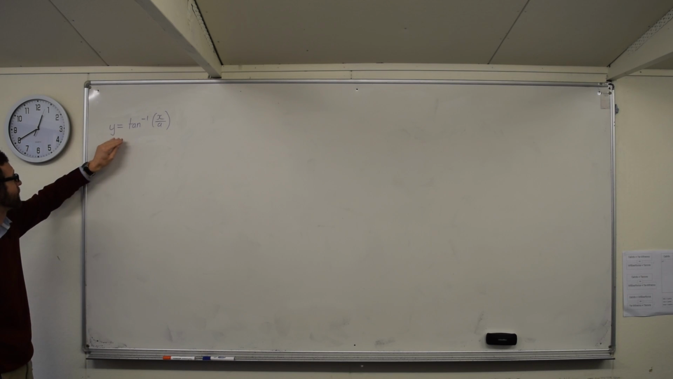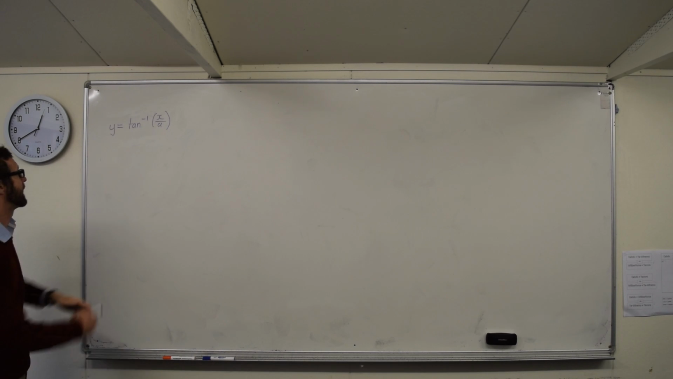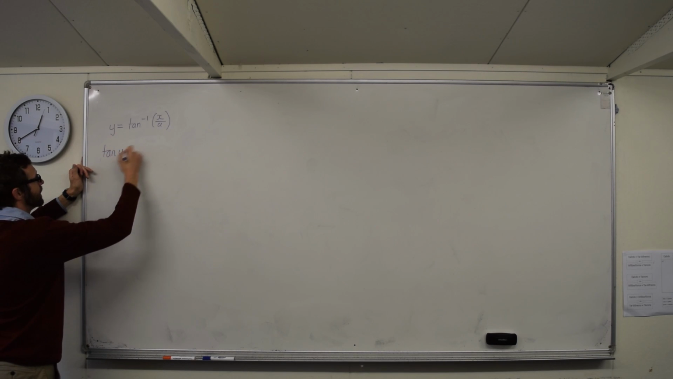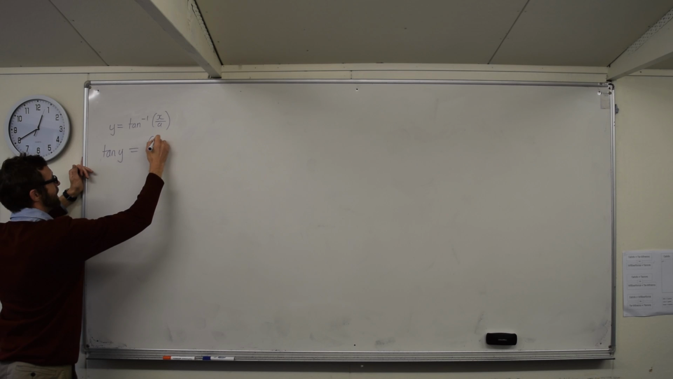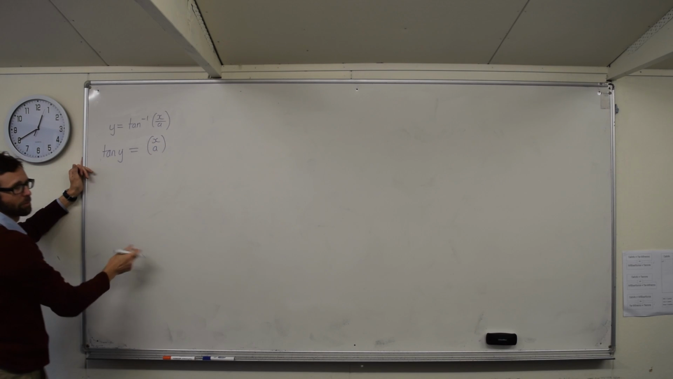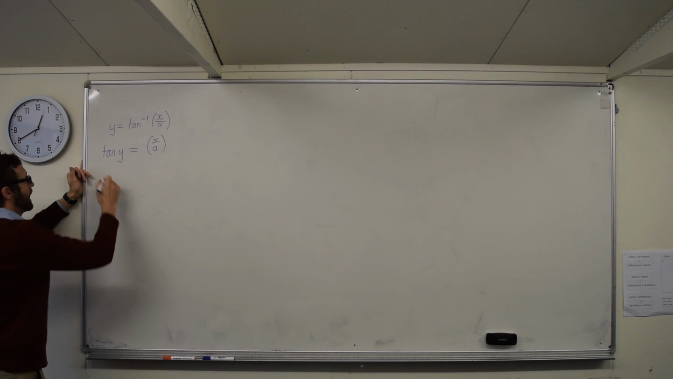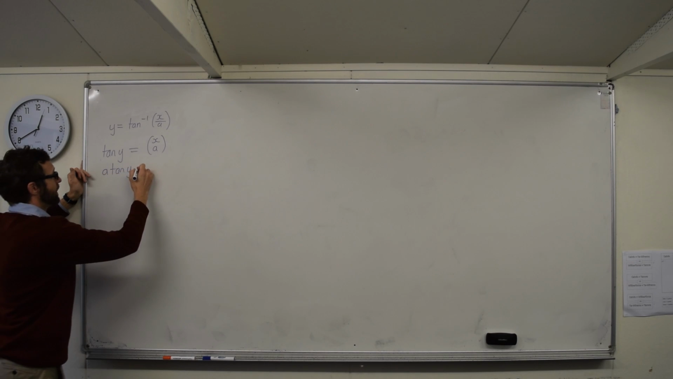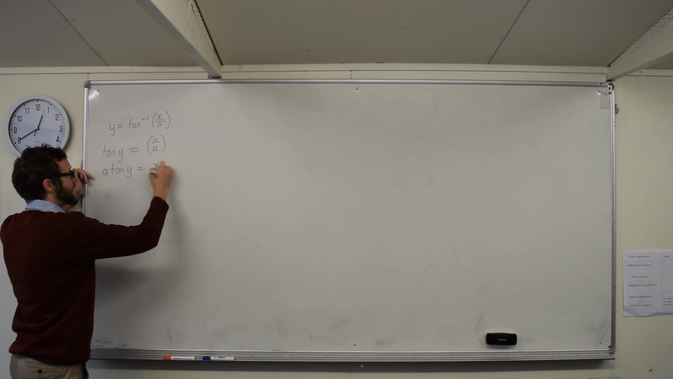So we've got y equals the inverse tan of x over a, and our first step is we're going to take tan of both sides, and that gives us that. We probably don't need to break it anymore, right? And then we can say that's the same as a tan y is equal to x.